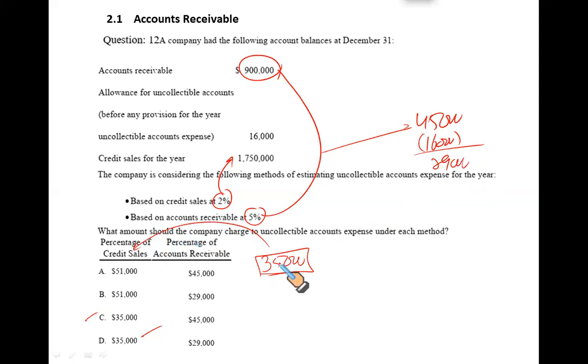Under the credit sales approach, or income statement approach, we are going to charge this entry: 35,000 debit bad debt expense, allowance for uncollectible account credit with 35,000. Under the balance sheet approach, you calculate 45,000 as 5% of 900,000, but you consider the existing balance of 16,000, and then make the entry for the difference, 45 less 16, 29,000. So that makes D the correct option.